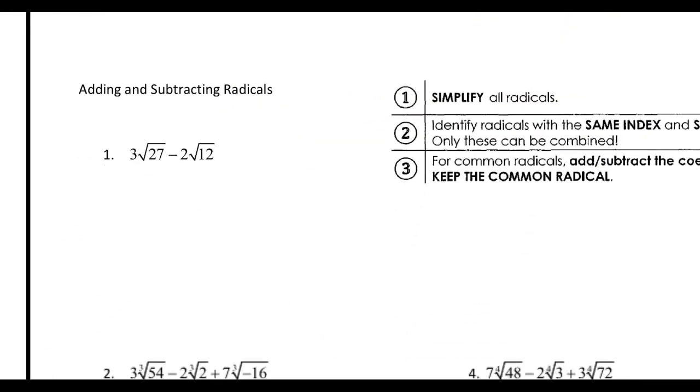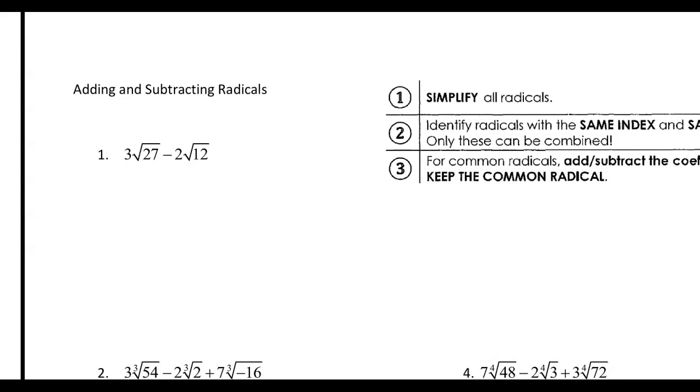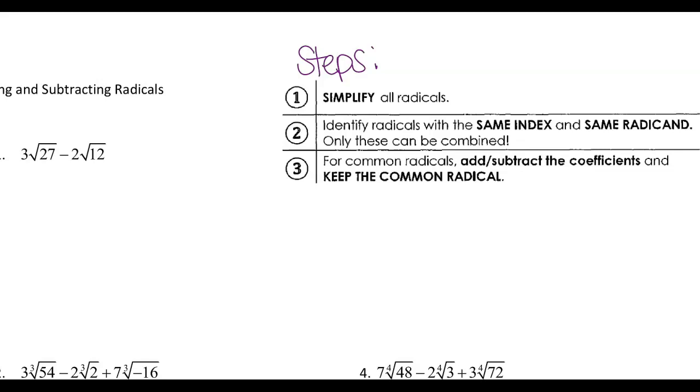So let's talk about how to add and subtract radicals. This item over here is your steps. These steps are going to help you simplify and make sure your answer is correct. The first thing you're going to do is simplify all of your radicals. Once you do that, you're going to identify the radicals with the same index and the same radicand. That means they have the same little number that sits on your radical and the same number or variable underneath your radical. Only those are the ones that can be combined.